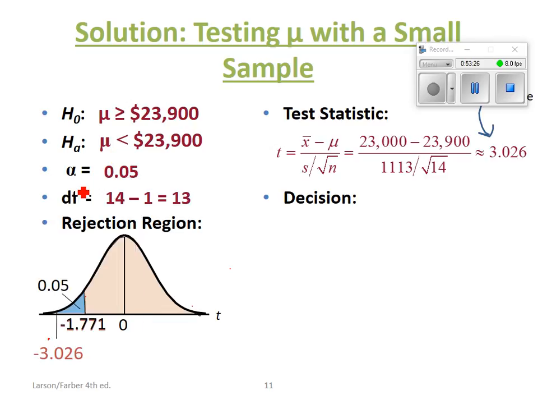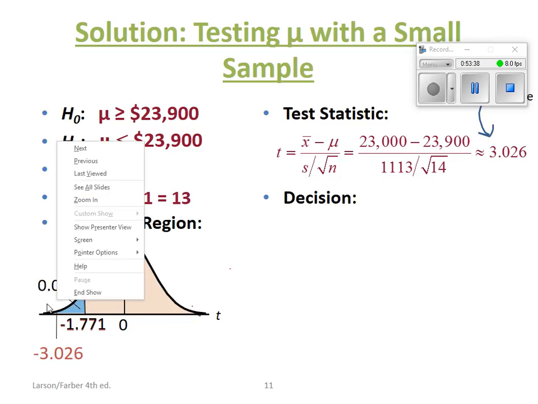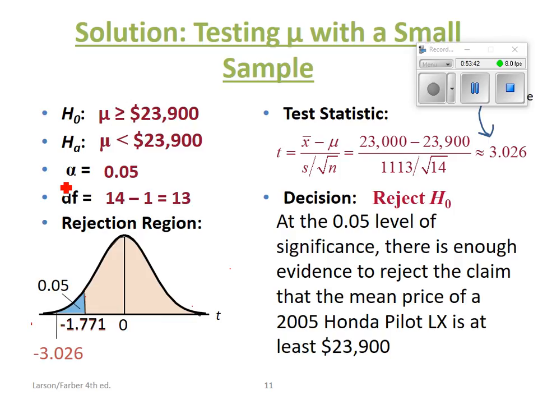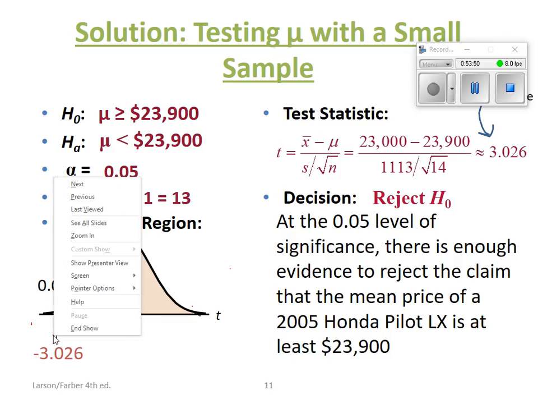See if we did all this right. Negative 1.771, that was our critical value. We found our test statistic, got that by using the T formula there. The decision was to reject the HO at a level of significance. We can say that there's enough evidence to reject the claim that the mean price is $23,900.